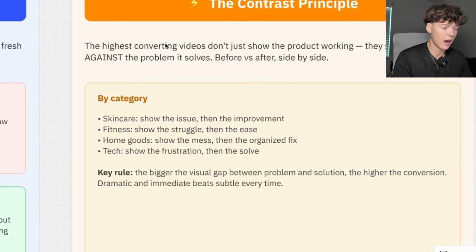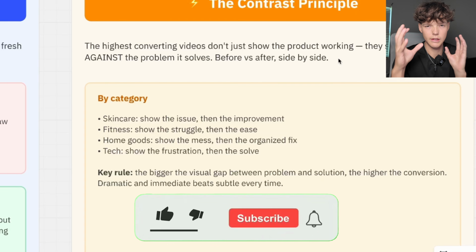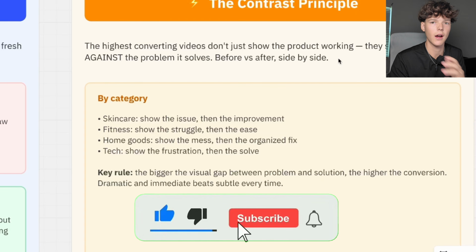Now, another reason would be the contrast principle. You guys got to understand that the highest converting videos don't just show the product working, they show it working against the problem that the viewers are looking to fix. A good example for this would be teeth whitening strips. For example, you'd have a before on top and an after on bottom overlaid on the screen. That way viewers can see a direct difference right away without having to take any time.